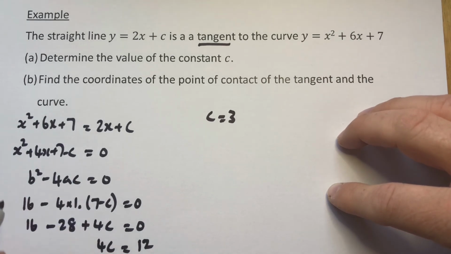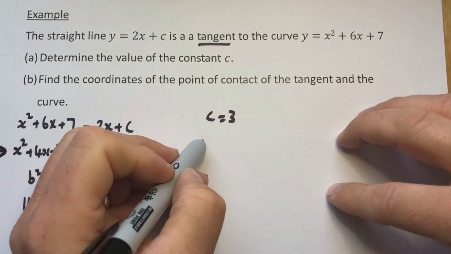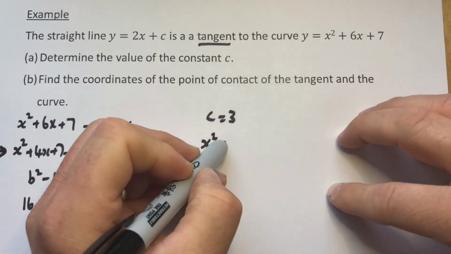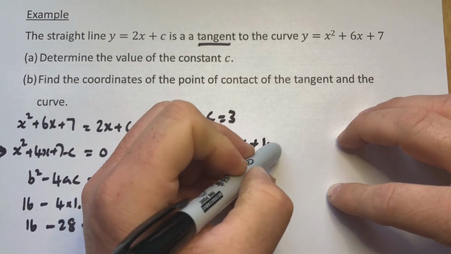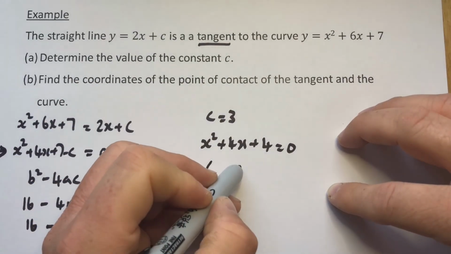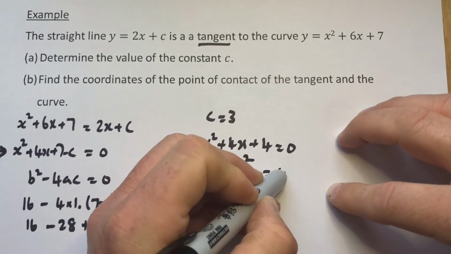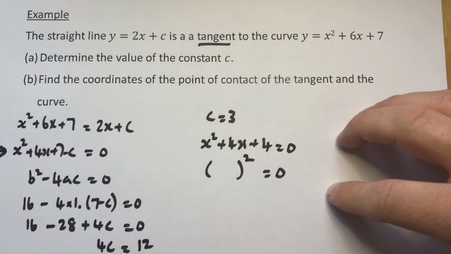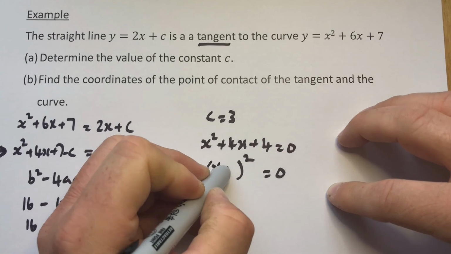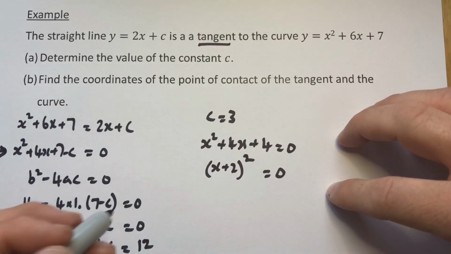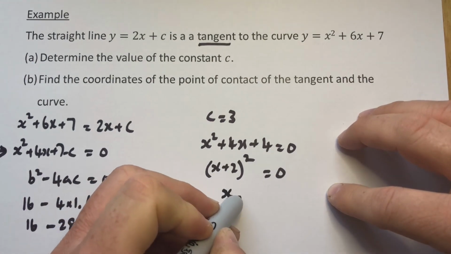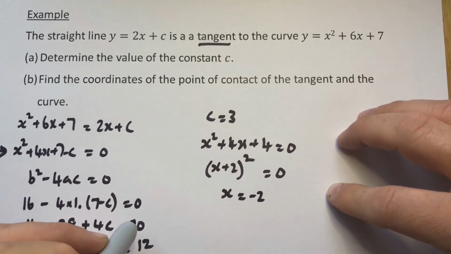So if c is equal to 3, then put 3 into this line here, we get that x squared plus 4x plus 4 equals 0. Now we know that that should factorise to bracket squared, i.e. the two brackets should be the same, and it does, because we get x plus 2 times x plus 2. So that occurs when x is equal to minus 2.